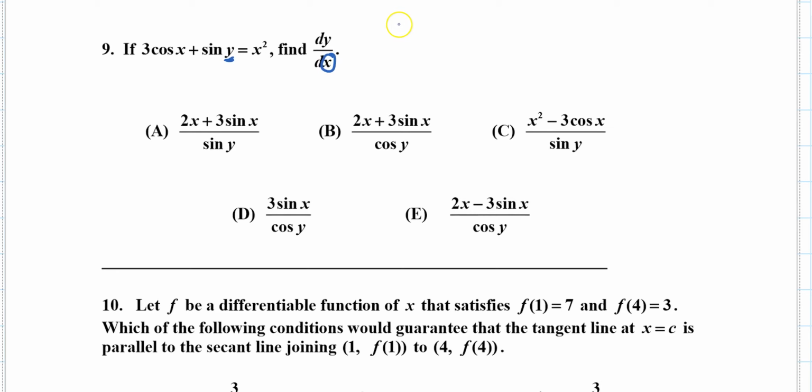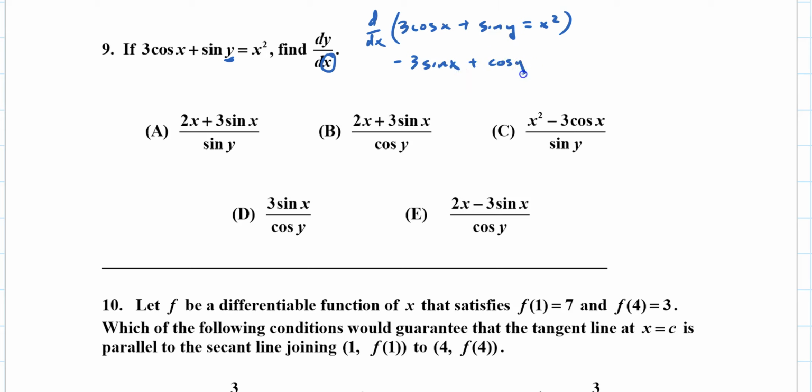So we've got 3 cosine of x plus the sine of y equals x squared. We're going to take the derivative of this whole thing. So the derivative of 3 cosine of x is negative 3 sine of x. The derivative of sine of y is cosine of y, but since we are taking the derivative with respect to x, we need to also multiply that by dy/dx, and that's equal to 2x.